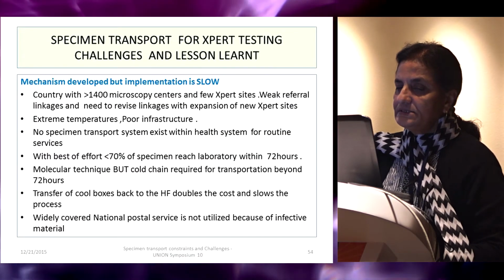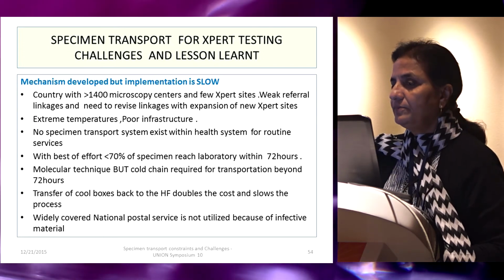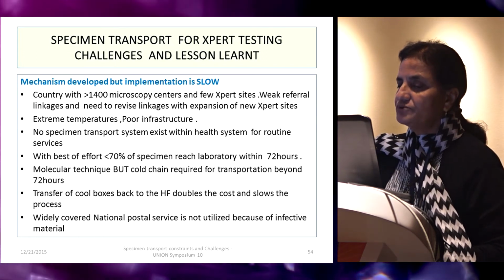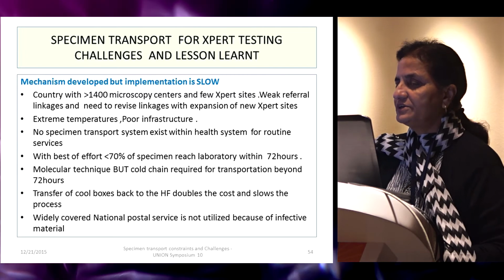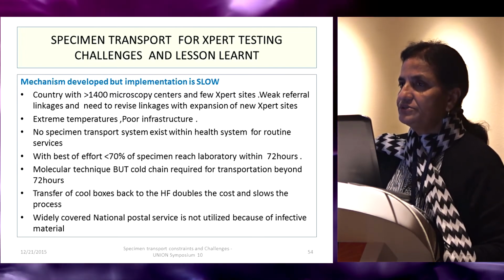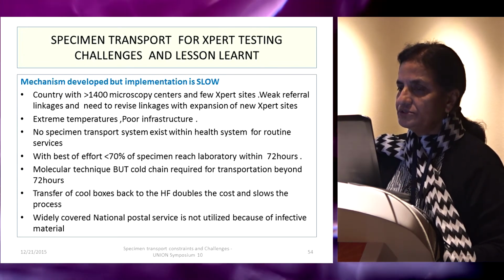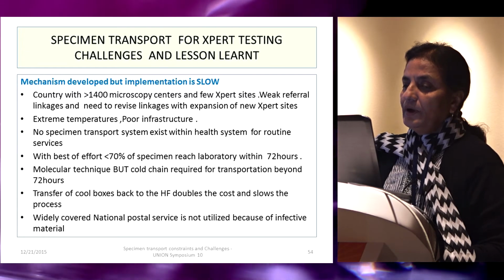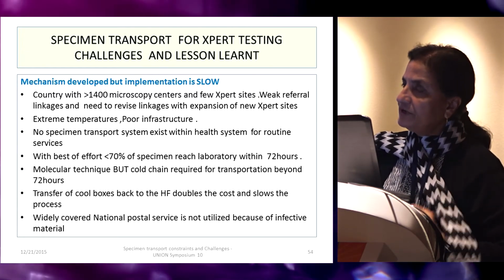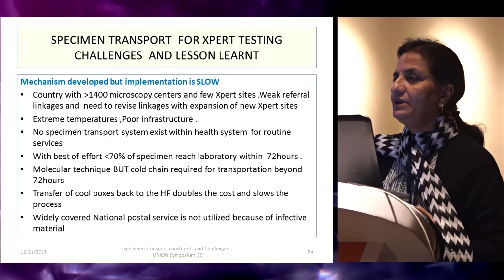So the challenges are that the country, with 1,400 basic management units with microscopy services, has few expert sites, and we don't have established referral linkages. So the TB program took an initiative to develop these referral linkages. However, because the laboratory network is expanding, every time we have new laboratories becoming functional, we have to revise our linkages.